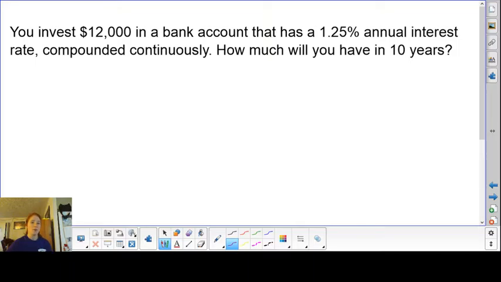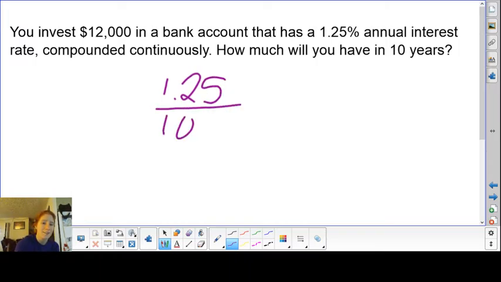Alright, you invest $12,000 in a bank account that has 1.25% annual interest compounded continuously. How much will you have in 10 years? Now with this one, my rate is 1.25%. I still have to take that divided by 100 to get my percent as a decimal. Even though it has a decimal point in it, you're correct, it's still in the form of percentages. I have to divide that percentage out. So it's going to be small.